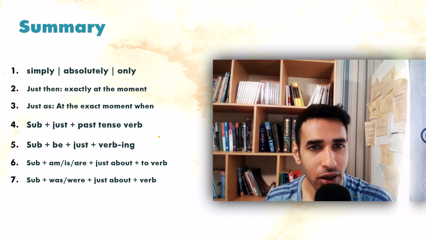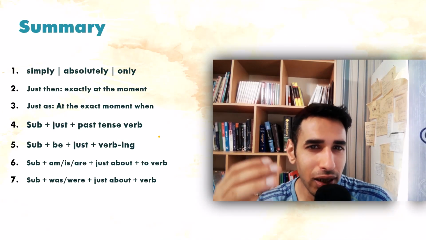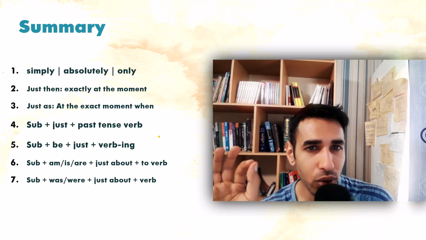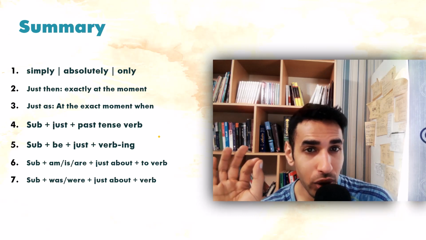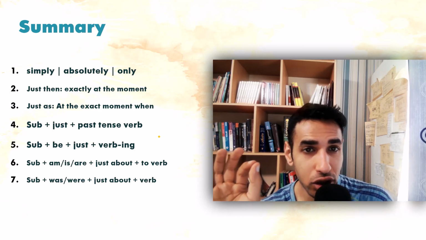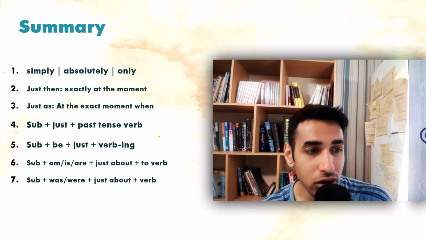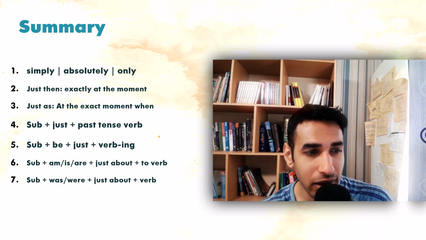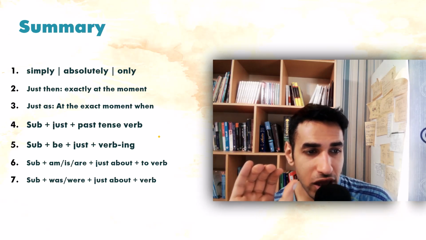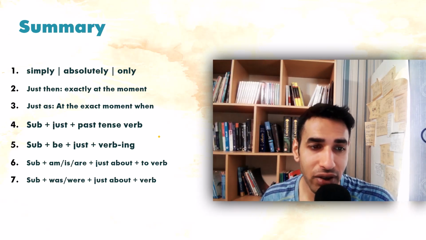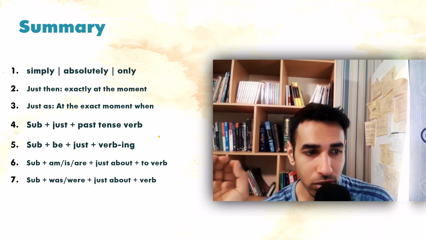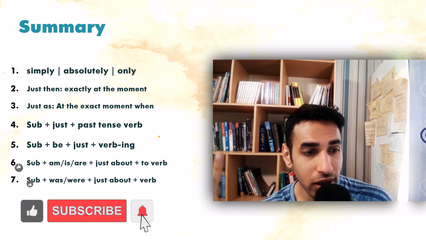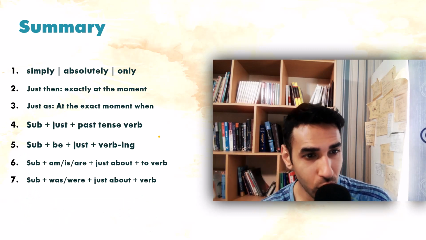This was for now. We learned a lot about the word just, and now we know 7 uses of just. We know how to use just in English in 7 different patterns. Just means simply, absolutely, only, and exactly. You can use just then when we want to emphasize that something is happening exactly at the moment. We can use just as when we want to refer to the exact moment when.